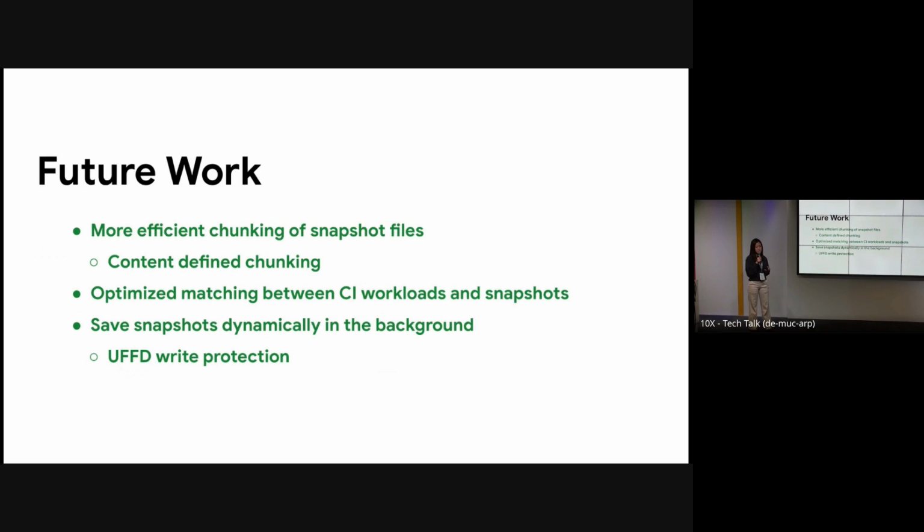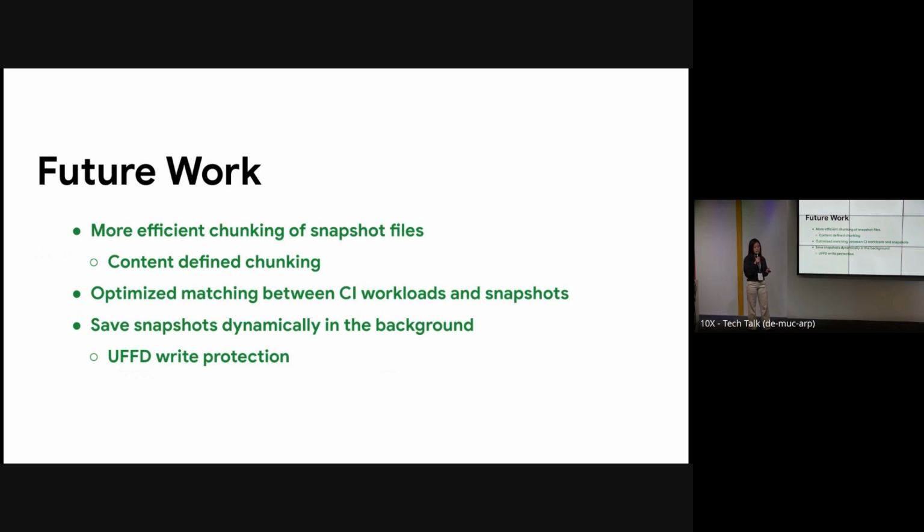And the flexibility that we get from UFFD and Fuse is really exciting because it unlocks all of this future optimization work. So for example, we can be more efficient in how we chunk our snapshot files. Right now, we just split the snapshot files into equal-sized chunks, but we can use something like content-defined chunking to be smarter in how we break them down, which lets us minimize data duplication even more.